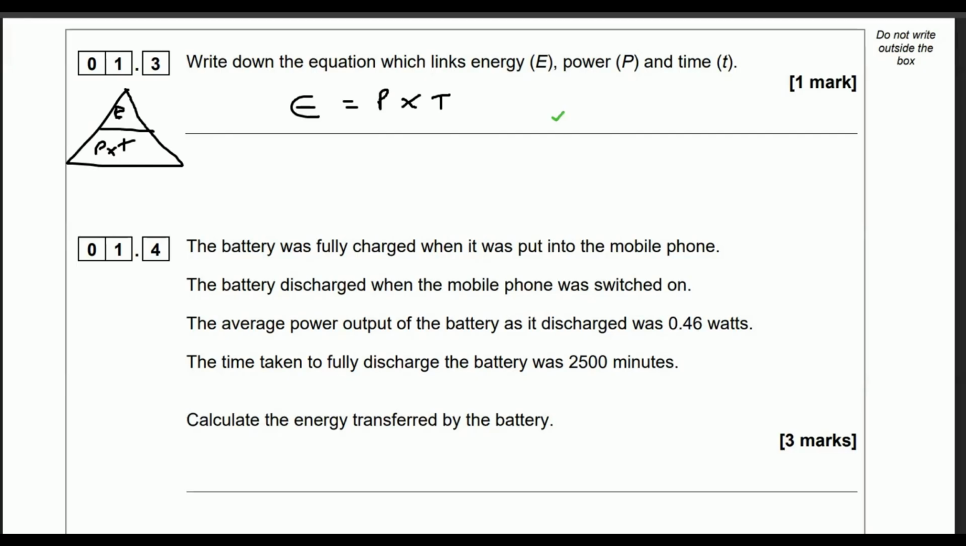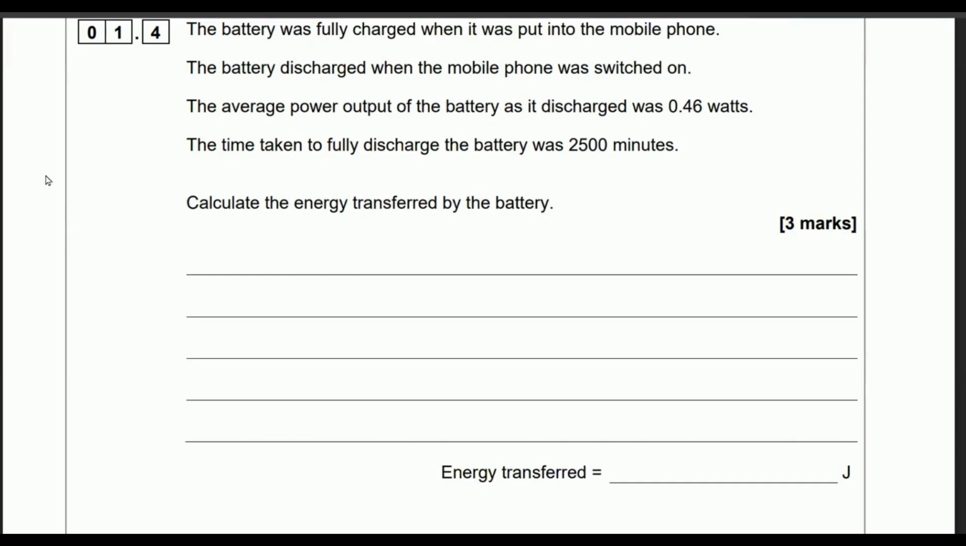Lovely. All right, let's go down and check out this next question to question 1. 1.4. The battery was charged fully when it was put into the mobile phone. The battery discharged when the mobile phone was switched on. The average power output of the battery as it was discharged was 0.46 watts.